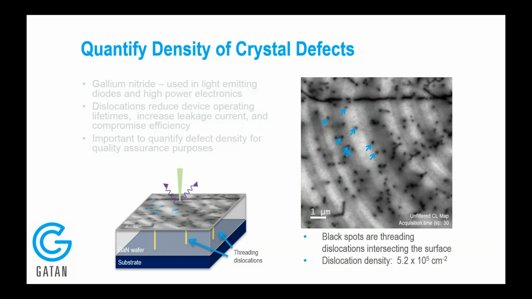Now, using CL, we can image that top surface, and everywhere that there is an electrically active dislocation will show up as a dark spot in our CL image. So this CL map takes just a few tens of seconds to capture, and from it we're able to reveal all of the dislocations that are electrically active within our material and quantify them. So here, the blue arrows point to dislocations in our material, and when we count those black dots, we get to a dislocation density of about 5 times 10 to the 5 per square centimeter. Now that's an important parameter to know for people who are making devices based on this gallium nitride material.